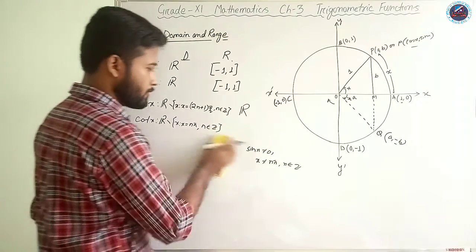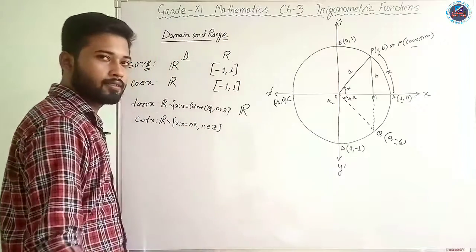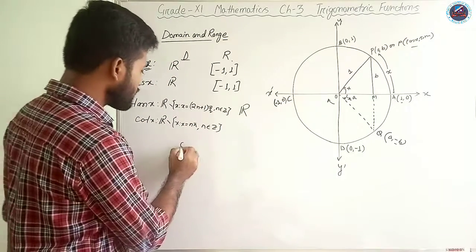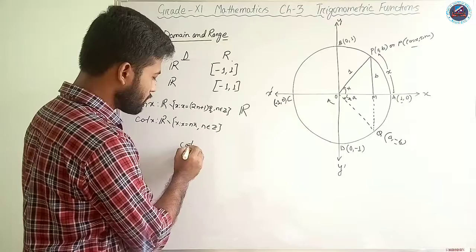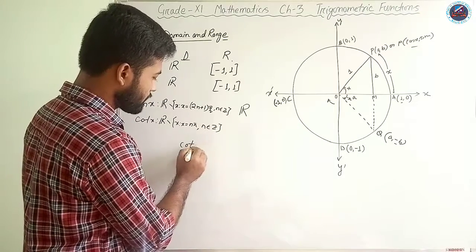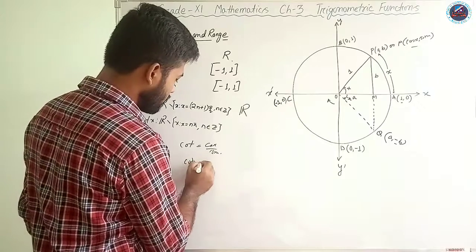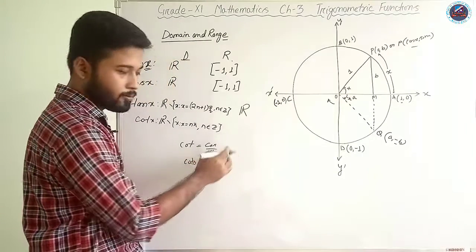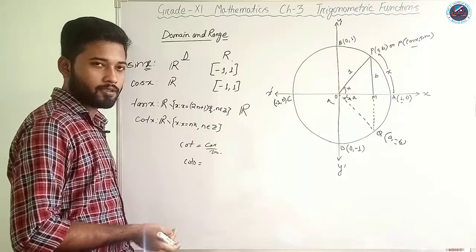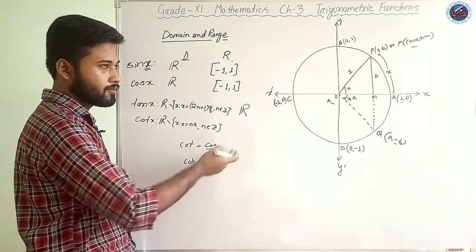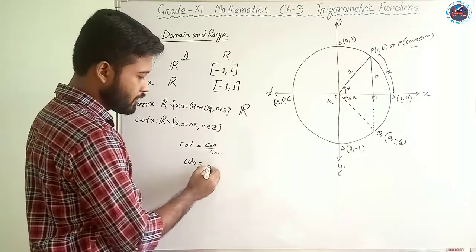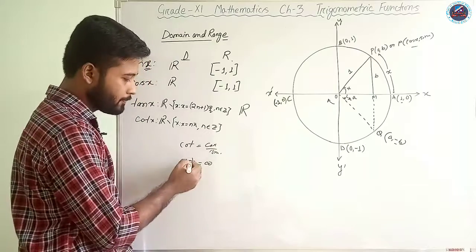Similarly, for the case of cot, what will be the range? Cot means cos by sin. So what will be cot 0? Cot 0 is cos 0 by sin 0. What is our cos 0? Cos 0 is 1 and sin 0 is 0. So this will be undefined or infinity.